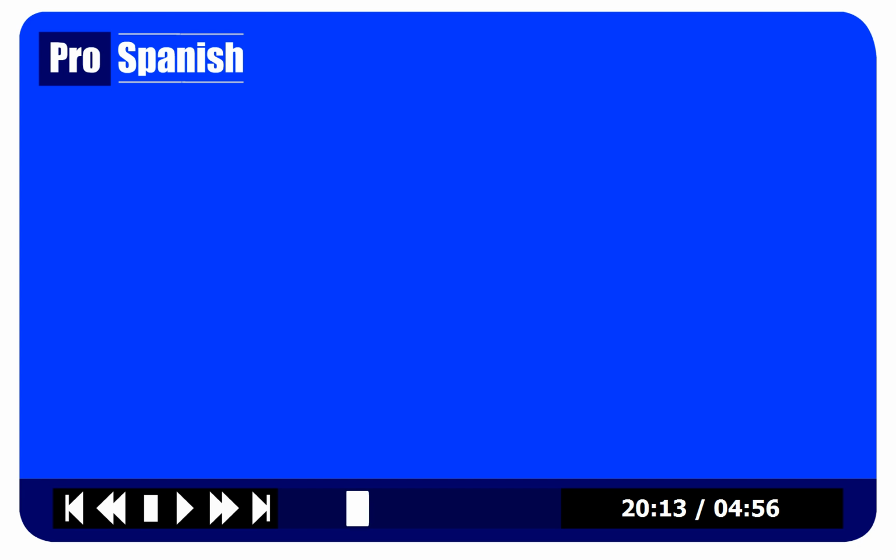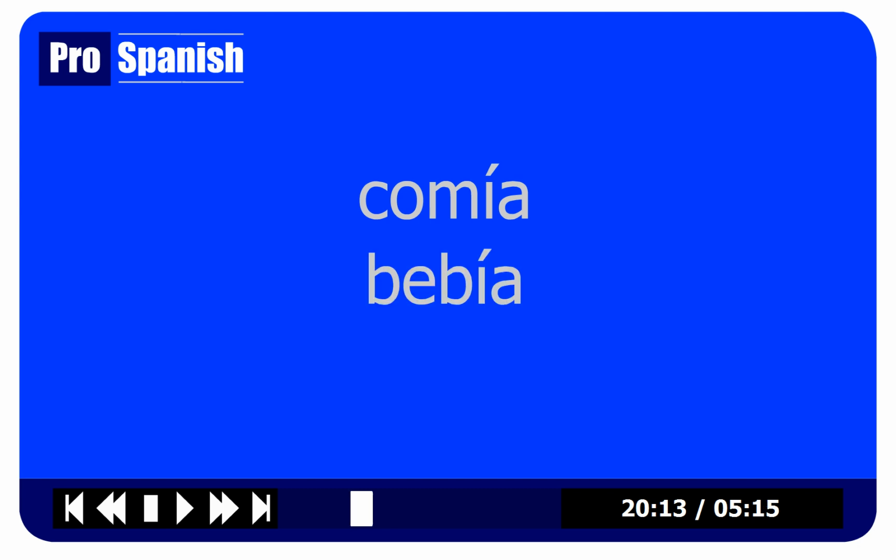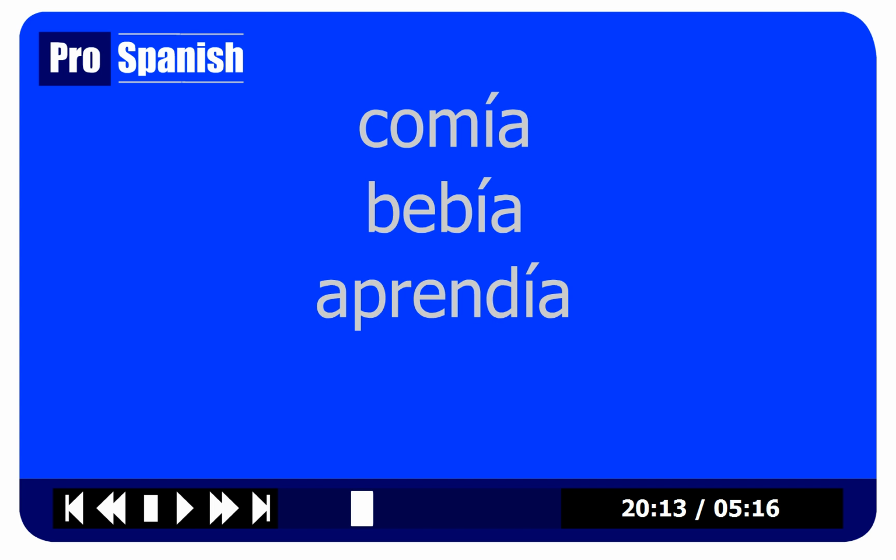And if it's not an AR verb, that's ER or IR, then the ending is ía instead of aba, ía. So, comía, I used to eat. Bebía, I used to drink. Aprendía, I used to learn. Salía, I used to go out.